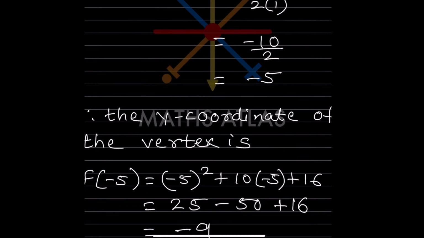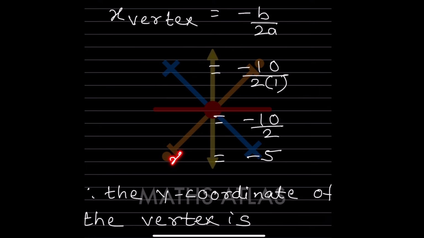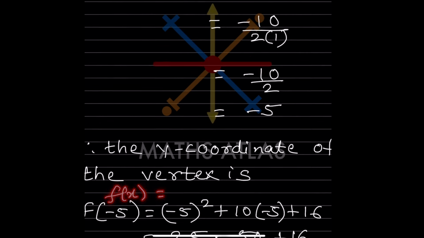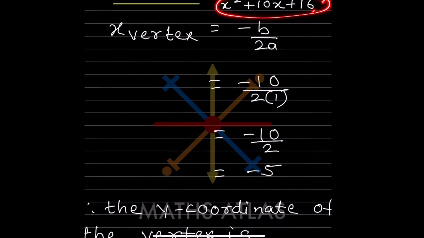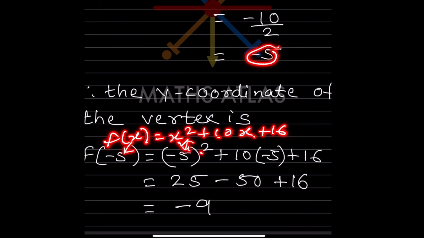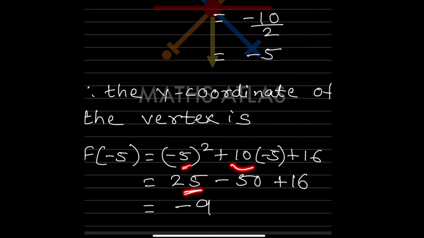So now the y. We got the x coordinate, minus 5. So the y coordinate of the vertex is what? That is f of x. We already have the equation over here, that is x square plus 10x plus 16. So you are just going to plug in the value of minus 5 wherever you see x. So f of x is x square plus 10x plus 16. So just put minus 5 over here: minus 5 square plus 10 into minus 5 plus 16. So minus 5 square is 25, this is going to be minus 50, and this is plus 16.